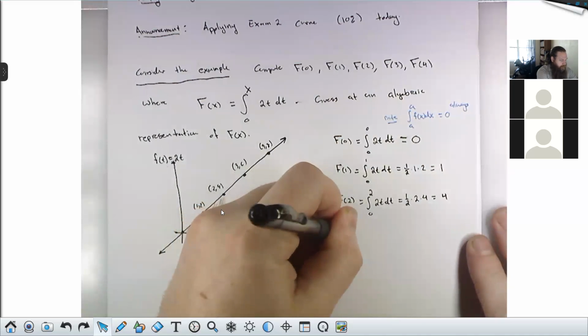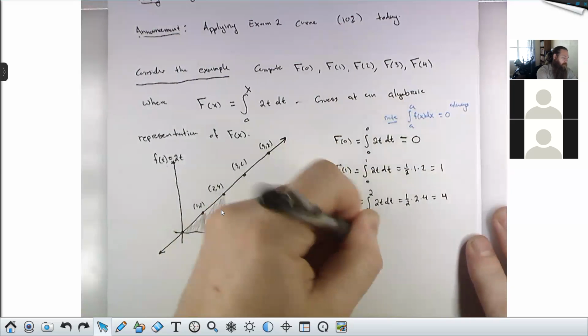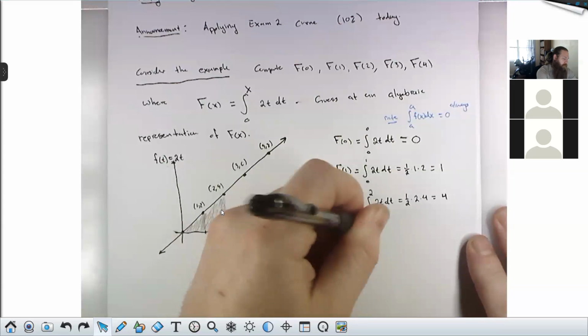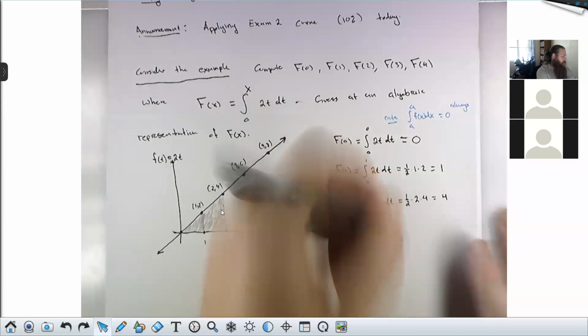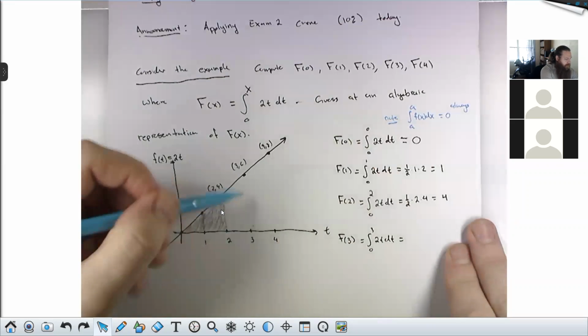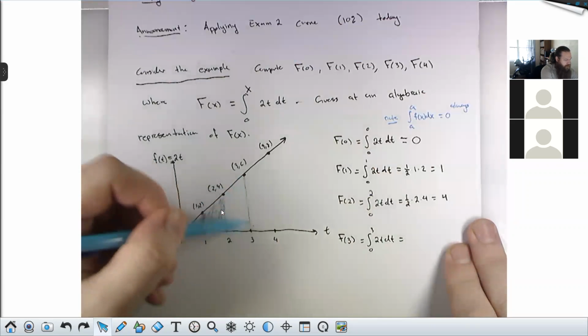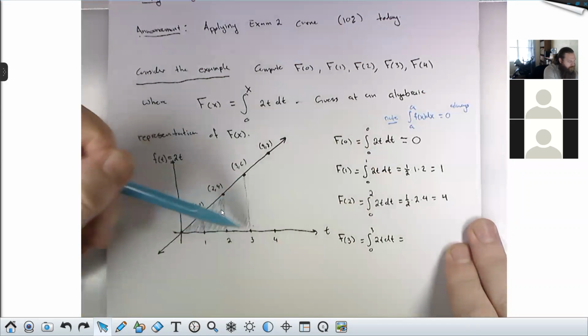Capital F of 3 would be the integral from 0 to 3 of 2t dt. Would be the area of the triangle now extending out this far.